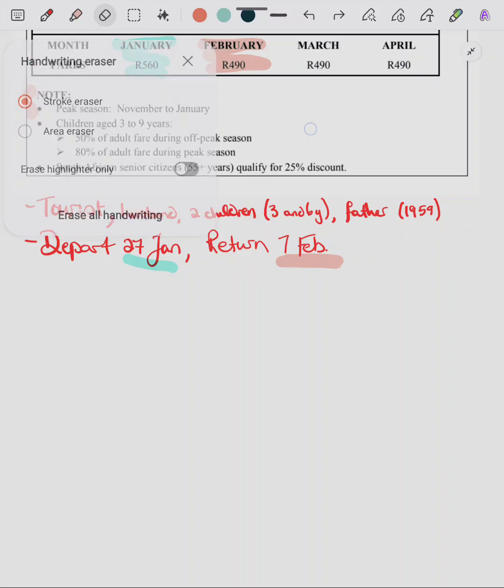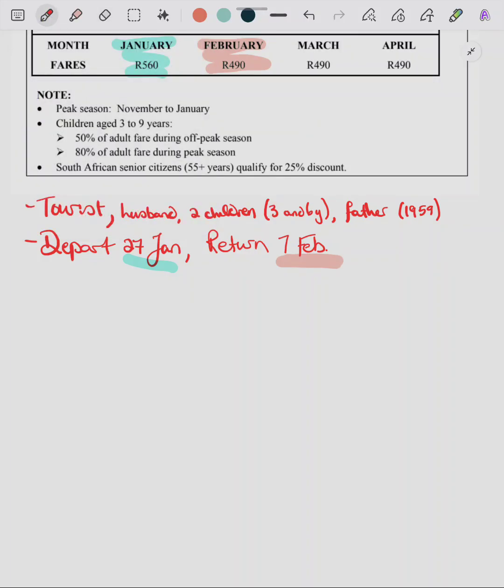Okay, so let's start with the trip going there. Let's start firstly with the tourist and her husband, because they are the most straightforward, I think. Tourist and her husband are 2 people. Let me actually say what I'm doing here. This is January. 2 people at the fee of $560 gives me their fee of $1120.